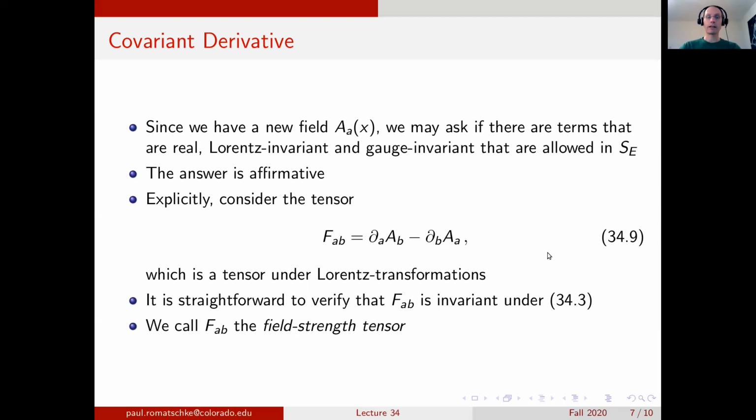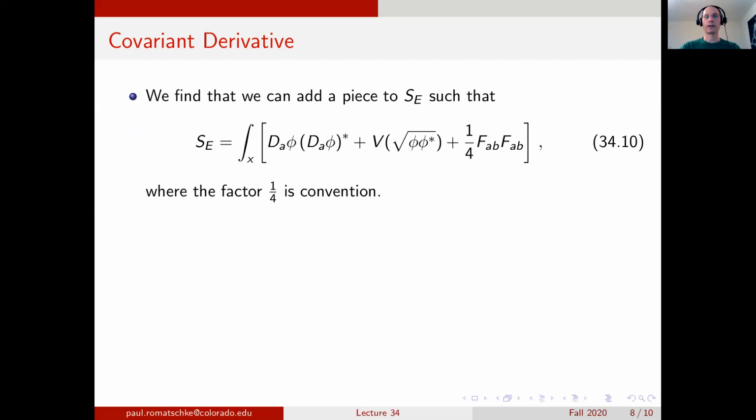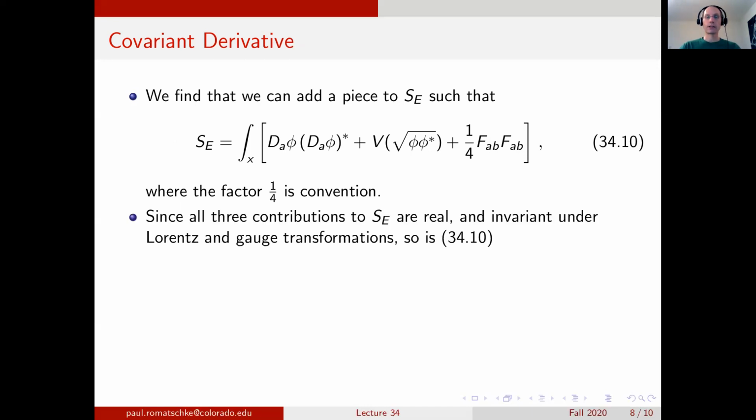term. We call F_AB the field strength tensor, and we can add a piece to the action that involves this field strength tensor in the following way. So we can add to our action that we had before a term that's F_AB squared times a constant, but the constant is conventionally fixed to 1/4. Since this additional term that we've included here is also real, invariant under Lorentz transformation and invariant under gauge transformations, that means that the total action has the same properties.